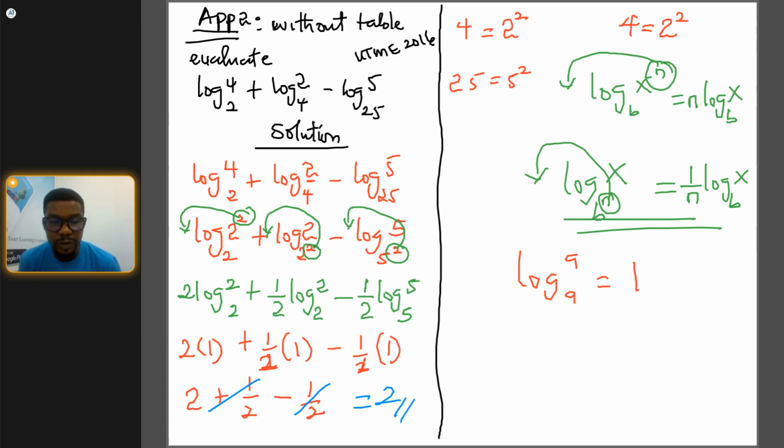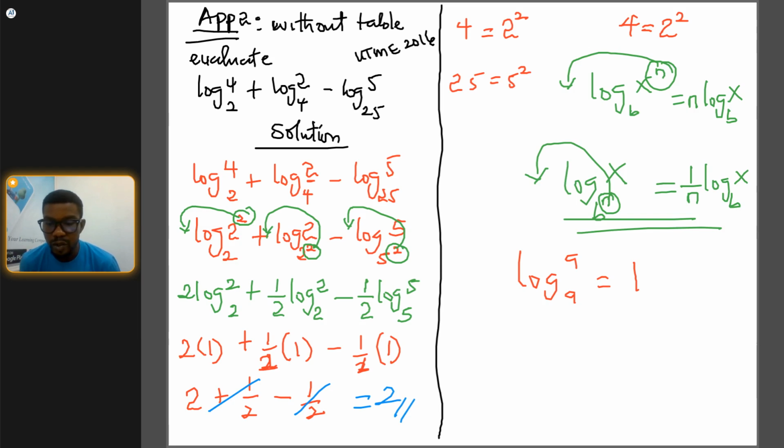The final answer is 2. So for this question, UTME 2016, the correct option is 2. That is, the answer will be equal to 2.